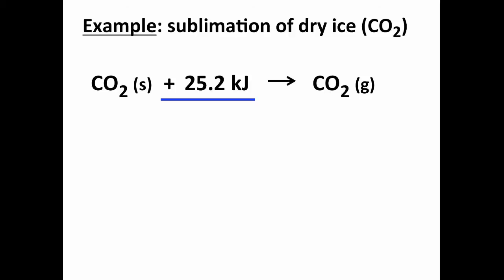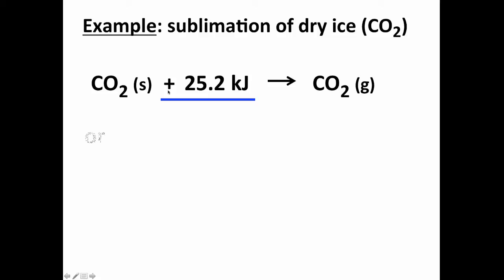Okay, another example. Dry ice, or carbon dioxide, but frozen, solid carbon dioxide, undergoes what's known as sublimation. It directly turns from a solid into a gas. And for it to do that, it absorbs 25.2 kilojoules of energy to take 1 mole of solid carbon dioxide and turn it into carbon dioxide gas. So here, the heat is a reactant, so we write it on the left side of the equation.